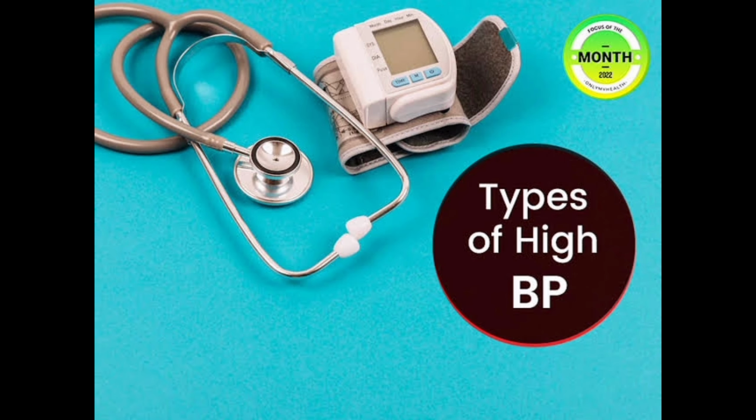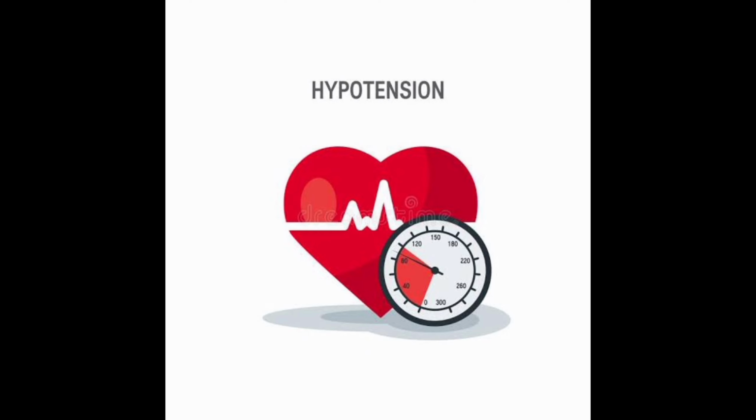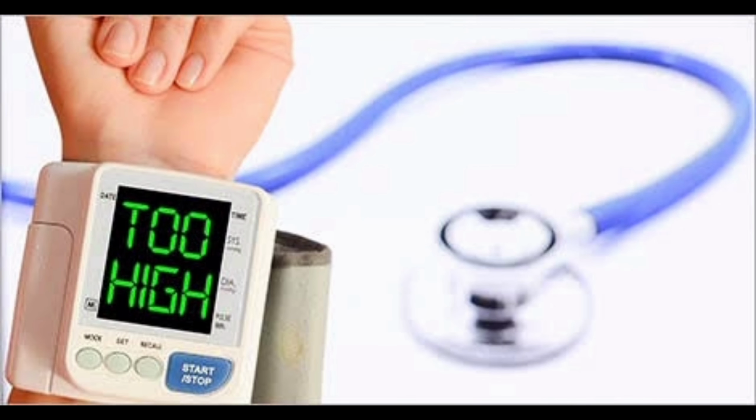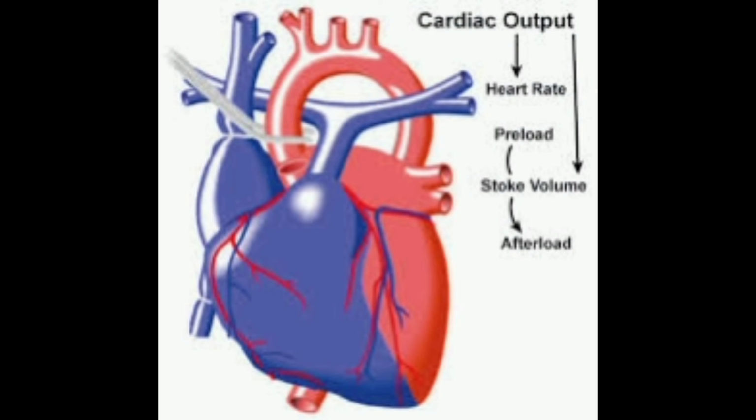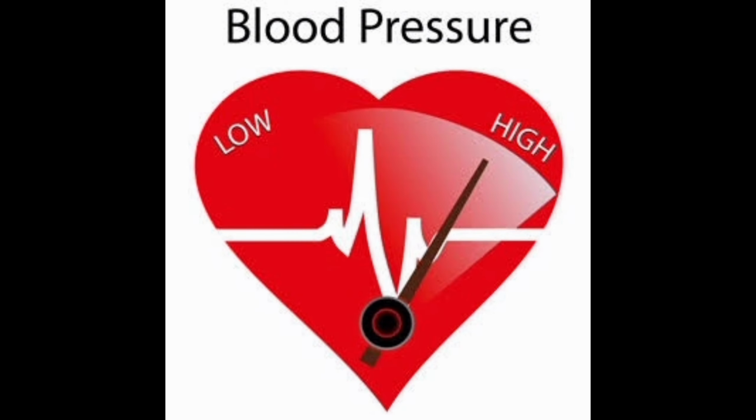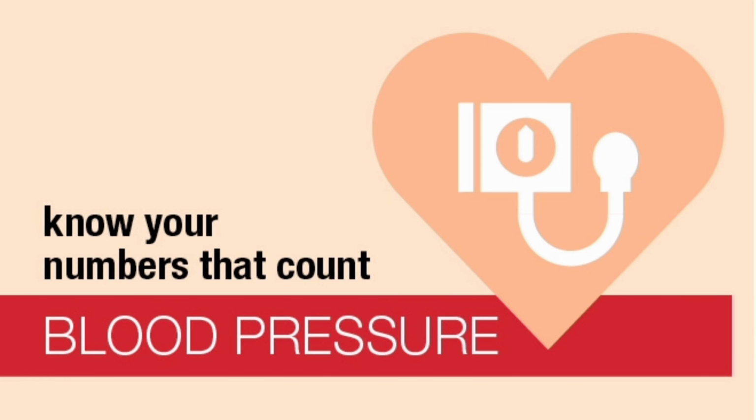Then we will see the types of blood pressure. There are two main types. One is hypotension, that means low blood pressure. The second one, hypertension, that means high blood pressure. Blood pressure is mainly based on the cardiac output. If there is any problem in cardiac output, it will alter the blood pressure level in our body, either hypotension or hypertension. Okay, next we will clearly discuss the types of blood pressure.